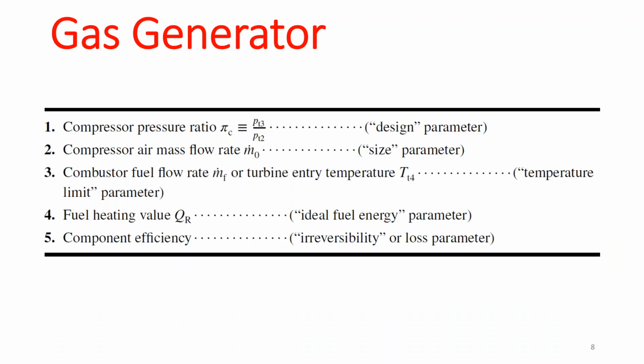Okay, so we have the design parameters that we need to take into account when designing a gas generator or a jet in general. We have the compressor pressure ratio, the compressor air mass flow rate, the combustor fuel flow rate, and also the fuel heating value and all of the component efficiencies. Our focus in this chapter is mostly on the component efficiencies.